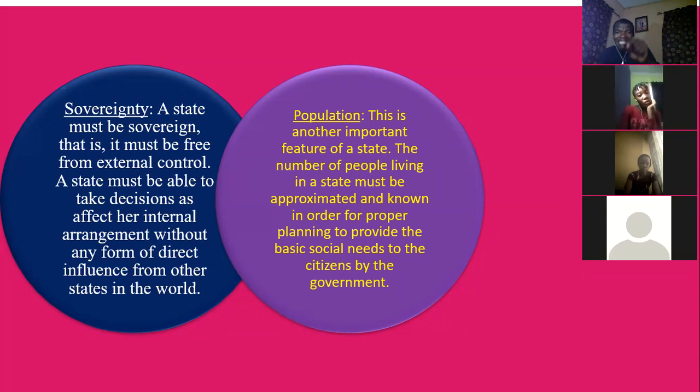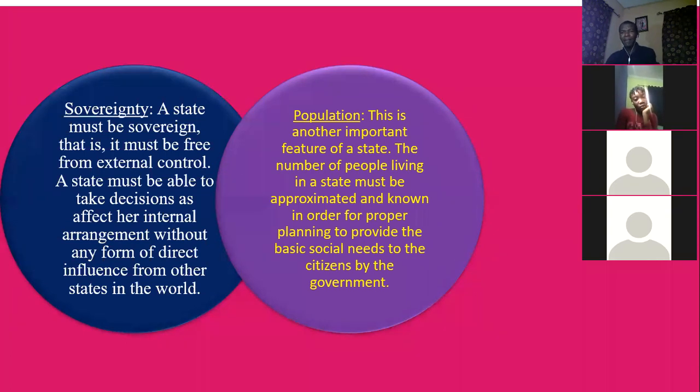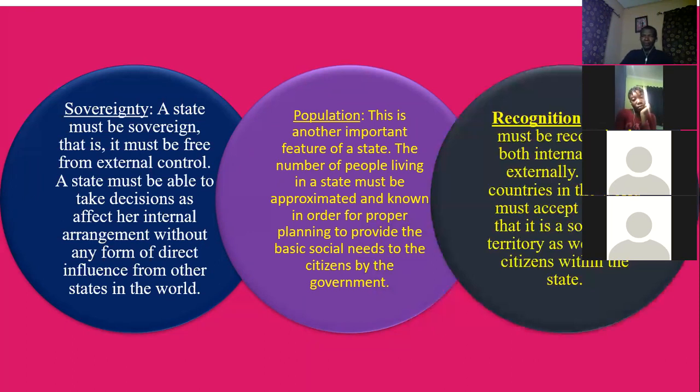The same thing in the state. The essence of knowing the number that you are dealing with is for you to prepare adequately for them. A state should know the number of citizens within the territorial integrity in order to provide for them adequately. Just like in a nuclear family, the father and the mother will know their children, they will give birth to a particular number of children, and they're able to provide for them adequately. That is the sense of population in a state.